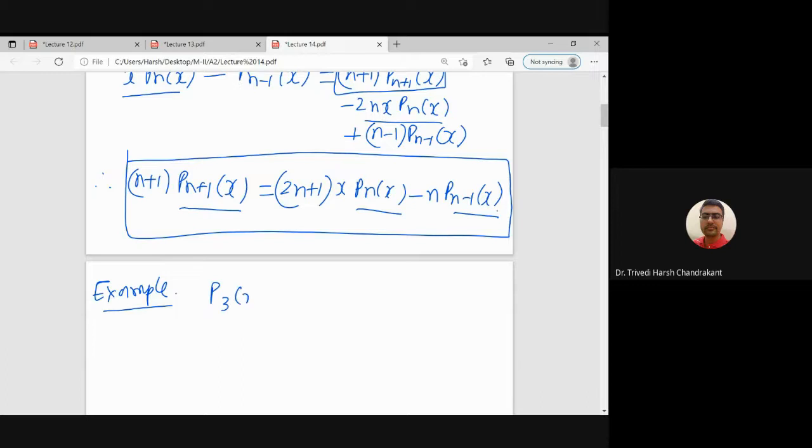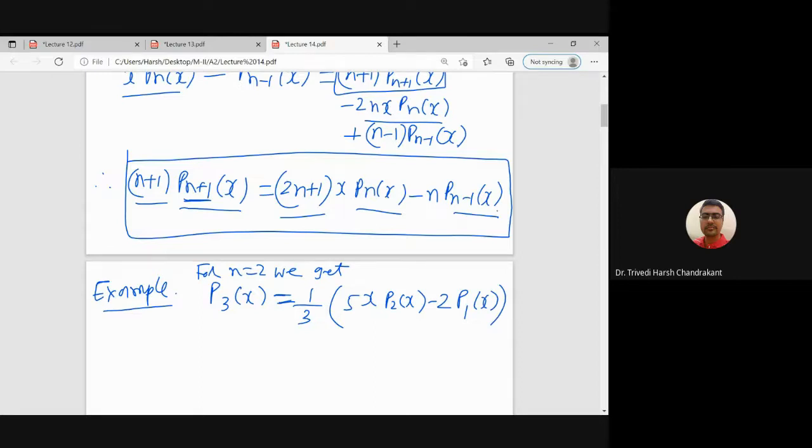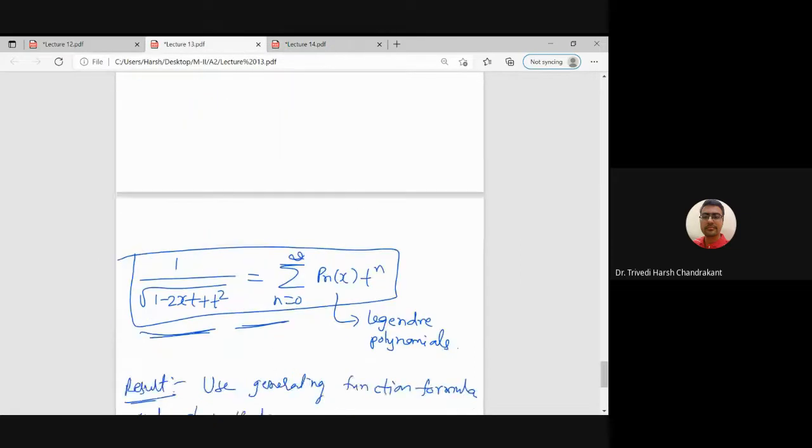So if you want to find P3(x), then we need to substitute n equals 2, right? Because P3 should be Pn plus 1. So if you substitute n equals 2 in the equation, we take the reciprocal, so 1 by 3 times (2n plus 1, so if n equals 2, 2n plus 1 is 5) x P2(x), minus n, which is 2, times Pn minus 1, so it is P1(x), right? So from the formula we got P3(x) to be this equation. Now we already know what P2 and P1 are, we found them in this particular lecture.